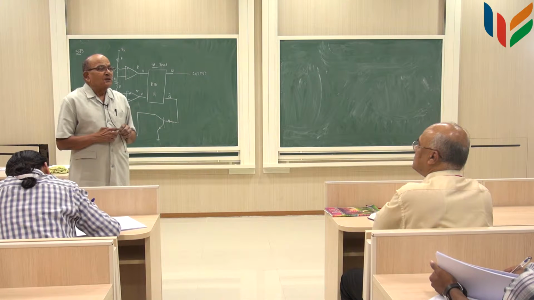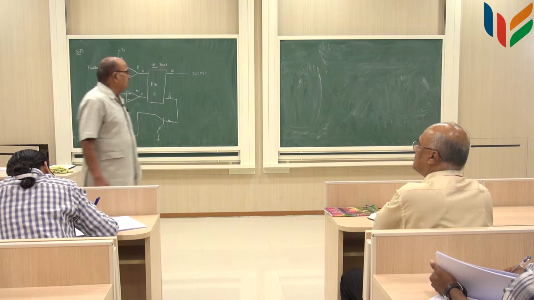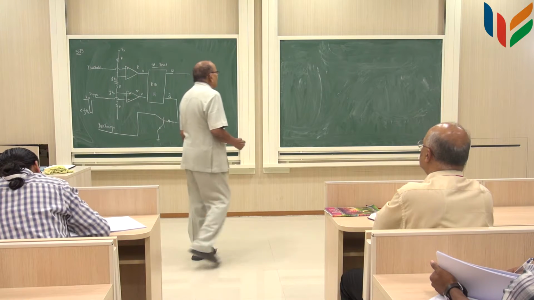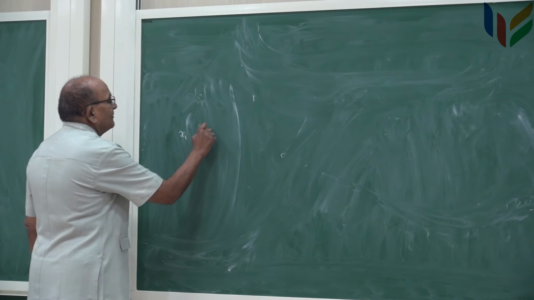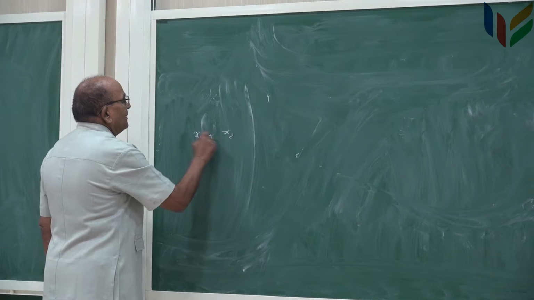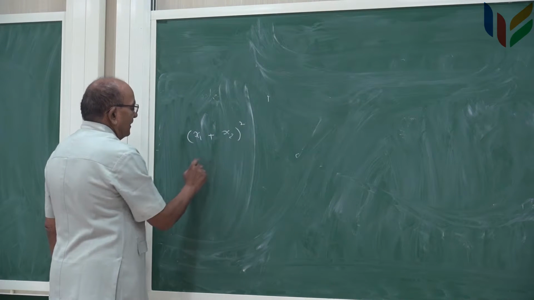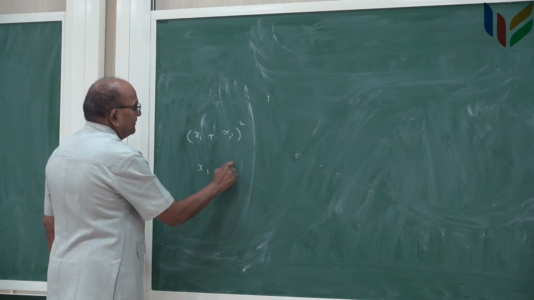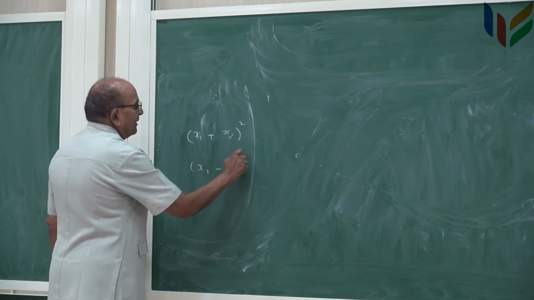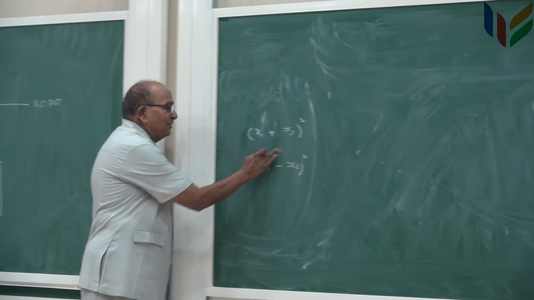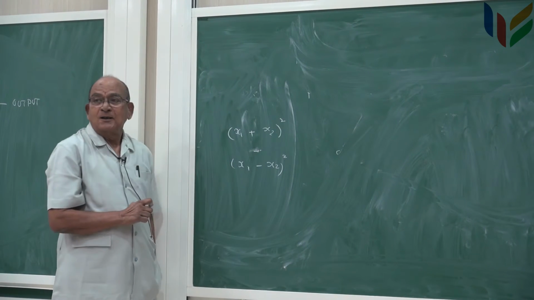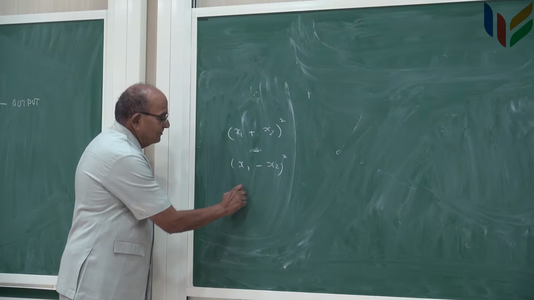Okay. There is another way of doing multiplication, which simple algebra will tell you. If you have x1 and x2, if I add this up and square it, and if I subtract this and square it, and subtract these two, I get 4 times x1 x2.